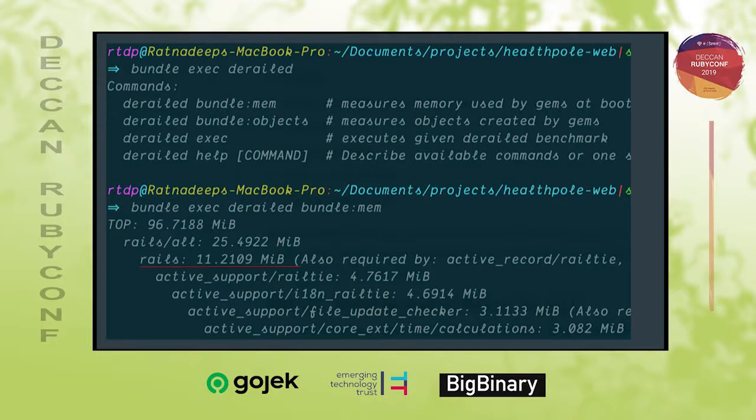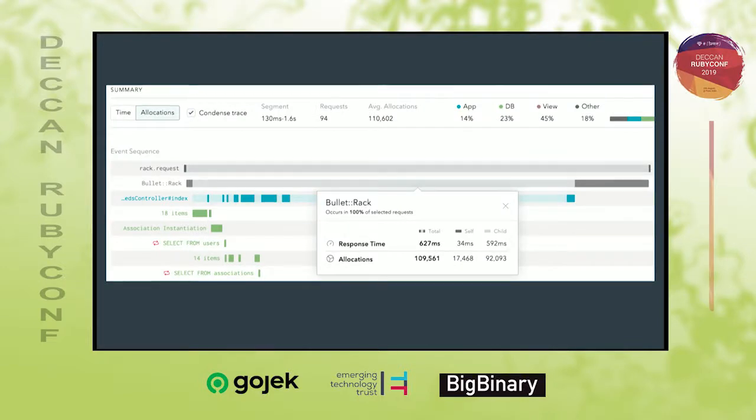So you can use these two commands and see the amount of memory used whenever a gem is loaded and the amount of objects allocated whenever a gem is loaded. And based on that, you can decide which of the gems could be responsible for your memory issues or your memory bloat. So this is step one.